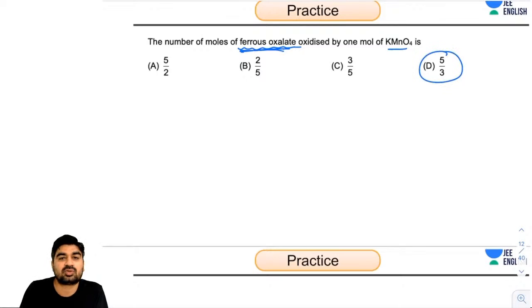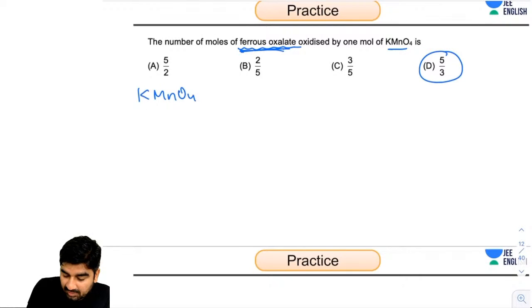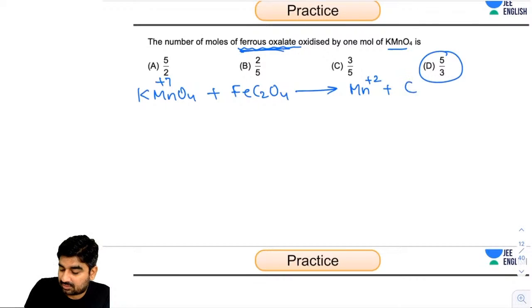M is saying D. So let's see. Now what is the formula for it? KMnO4. What is ferrous oxalate? This. And it is going to give you Mn2 plus and CO2 and Fe3 plus.